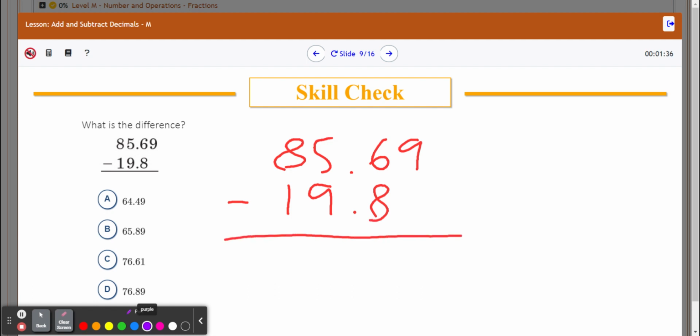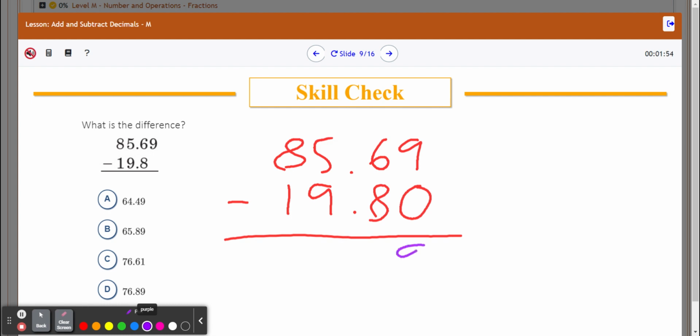Now, you might look at this and say, wait a minute, I don't see any numbers next to that 8. What's underneath the 9? Well, again, there's a 0 there. We just don't write it because it has no value. So always remember, you can always add zeros at the end of decimals. So now we just subtract like normal.